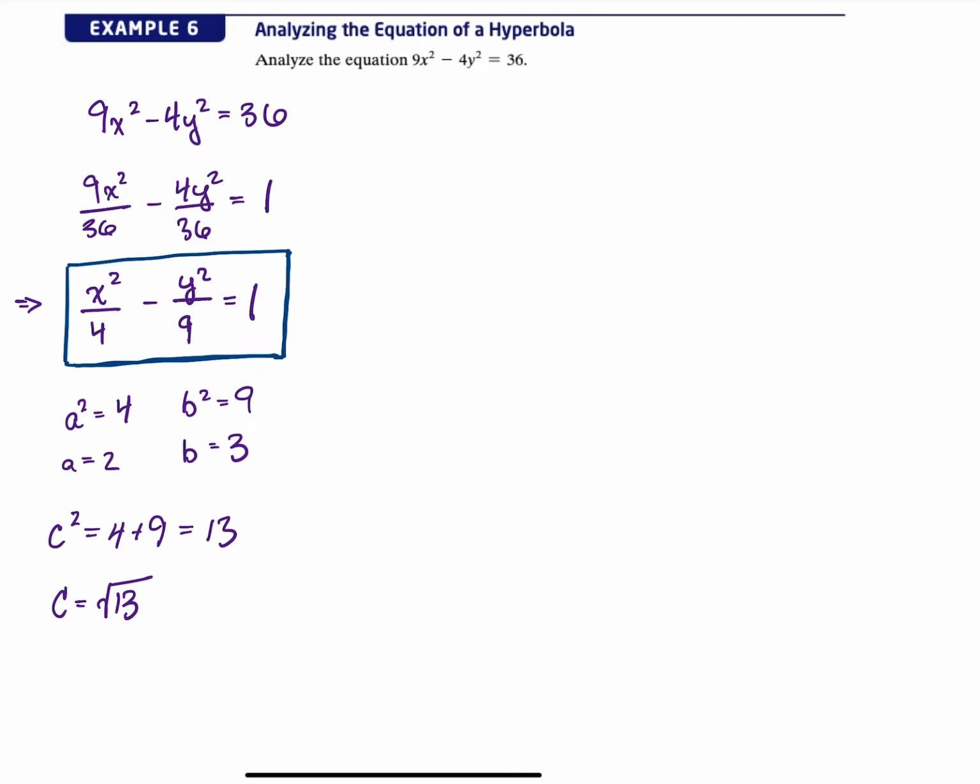Let's build our graph. So the center is still at the origin. a is 2, so we'll go to the left and to the right 2 units since it's underneath our x term. We'll open up to the left and to the right. b is 3, so I'll imagine going up 3 units, get one edge, down 3 units, get our second edge here.